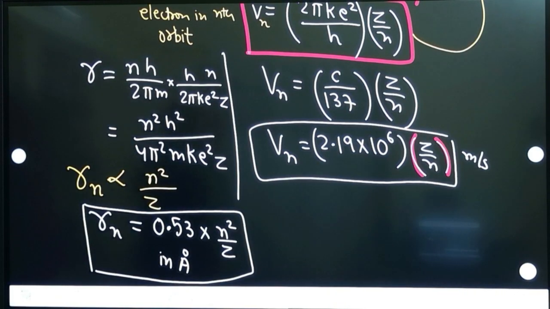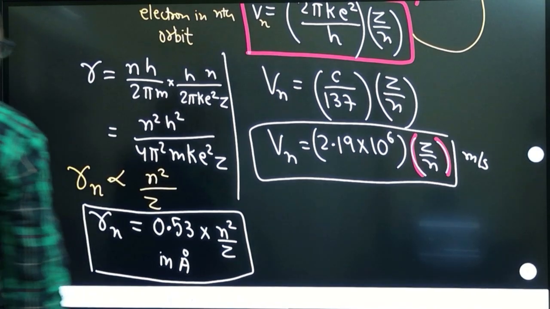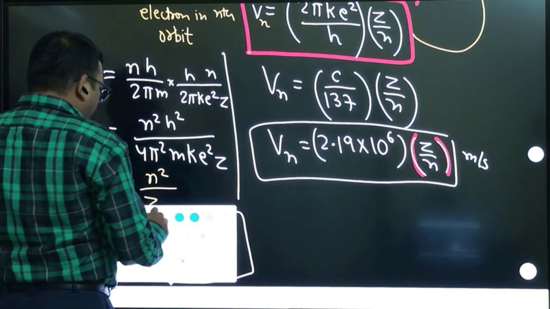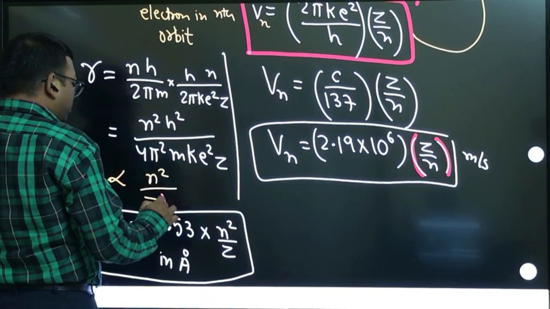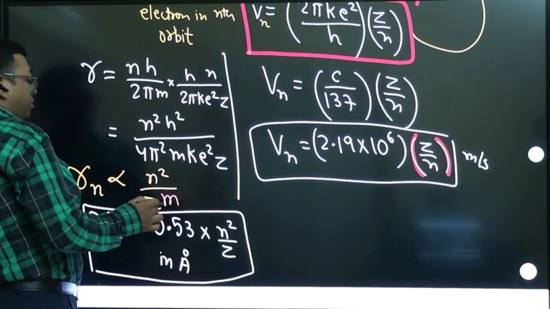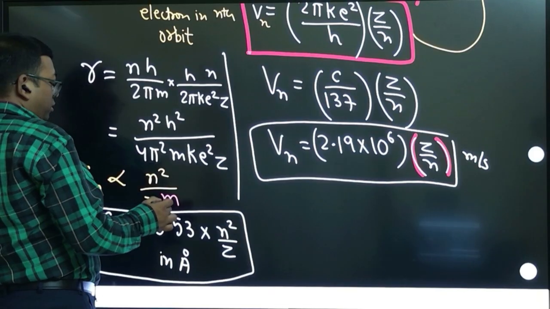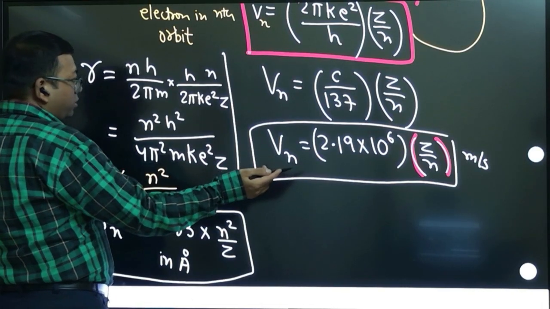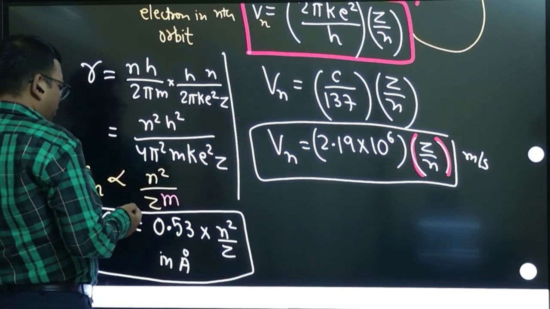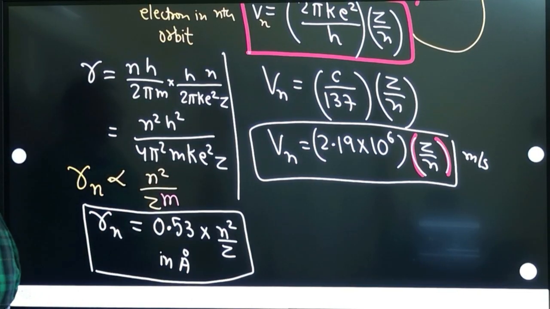Hydrogen or hydrogen like atom, but also note that one important factor that I will highlight here is that it is also inversely proportional to mass. Mass is mass of electron, but in velocity mass was not coming. Note that in radius mass is coming. Okay, then next, let us go to the next.